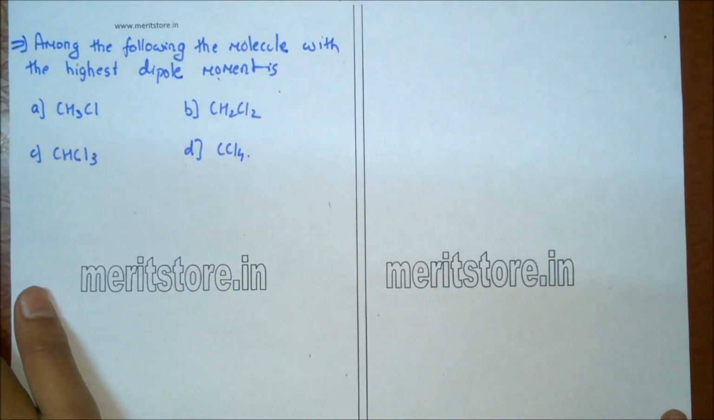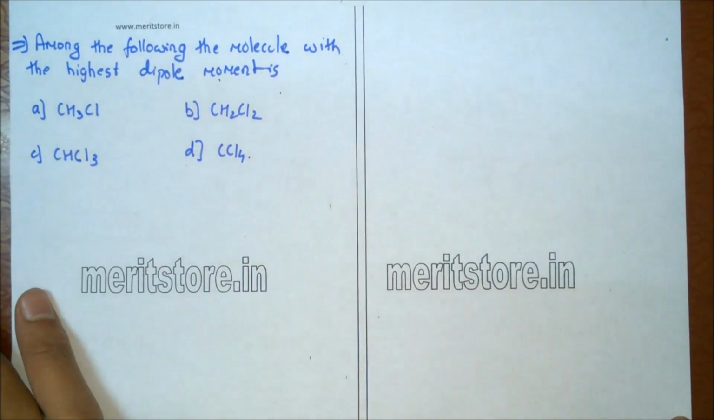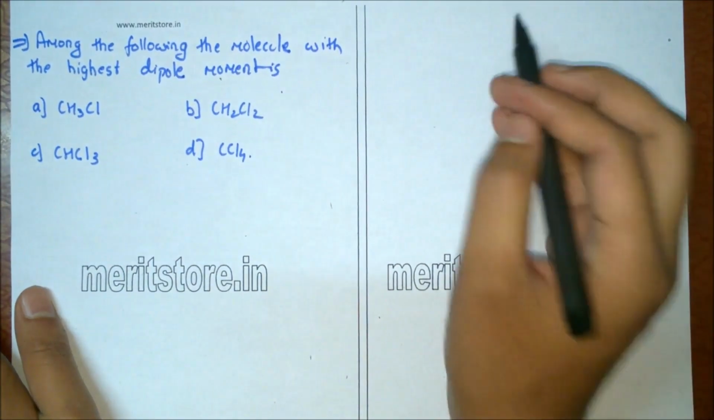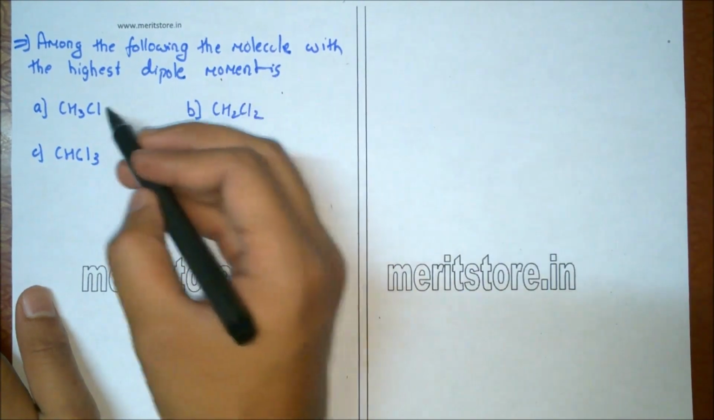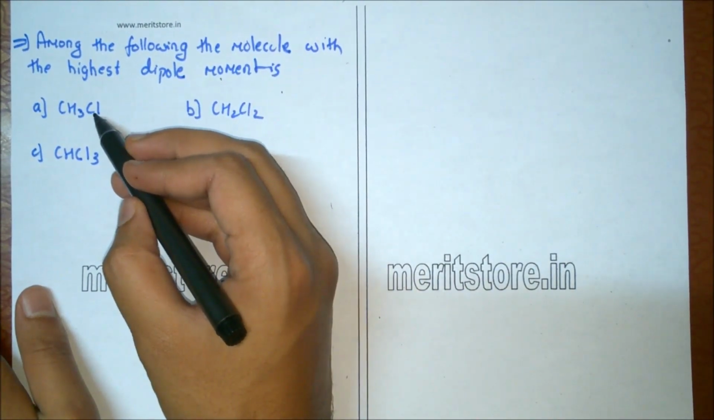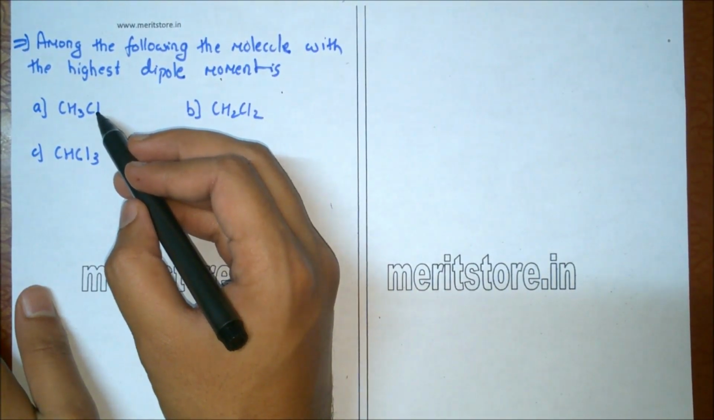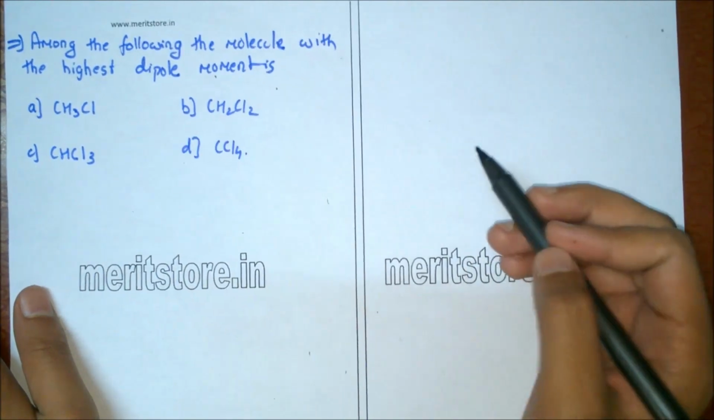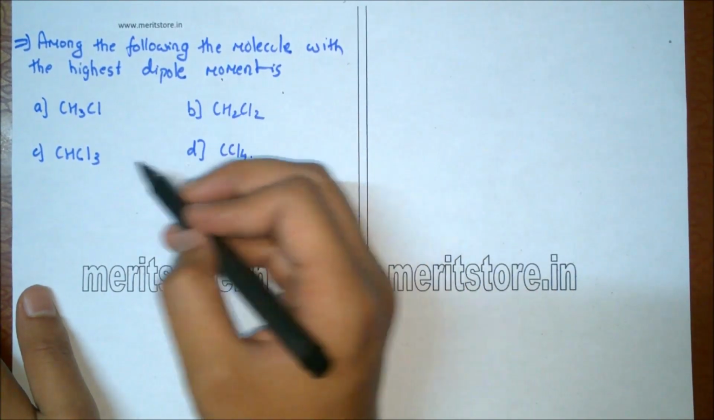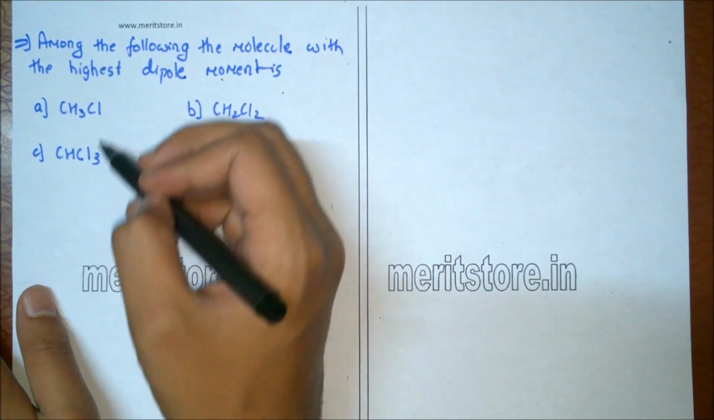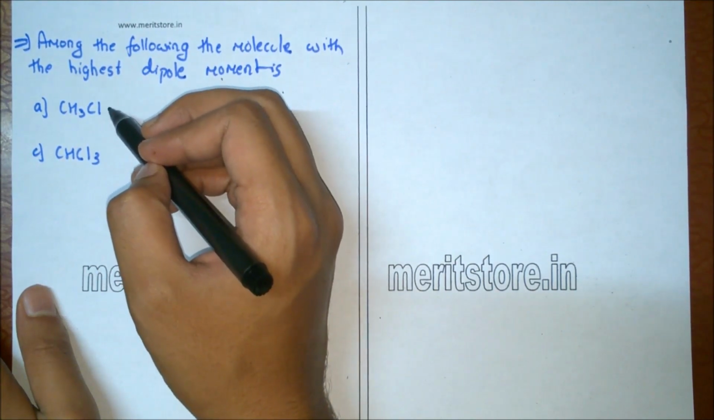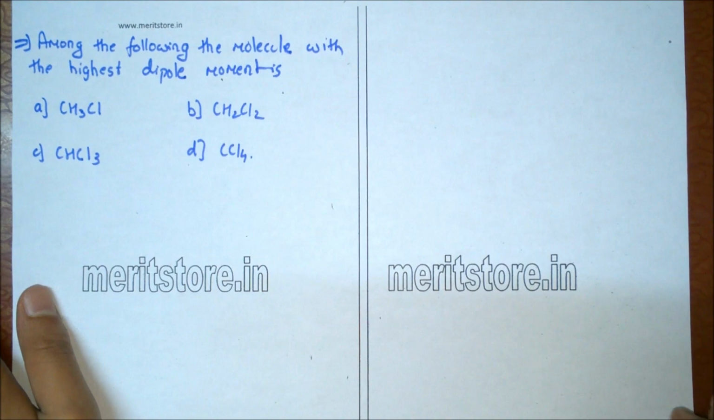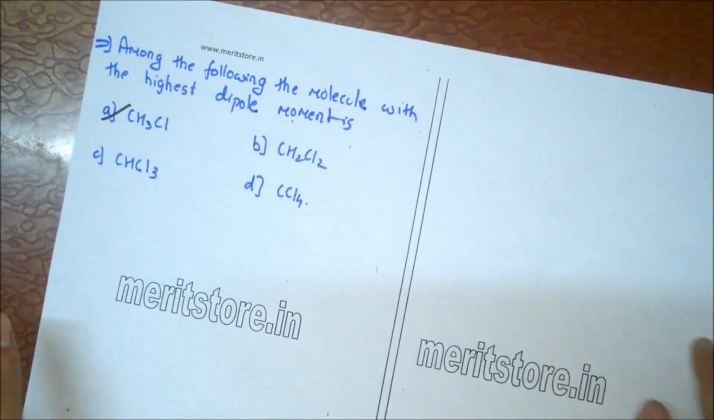Among the following, the molecule with the highest dipole moment is. CH3Cl has one chlorine atom which is more electronegative, so it will have the highest dipole moment, as it gets cancelled in the remaining three, and is least in the others; in CH3Cl it is highest. So option A is the correct answer.